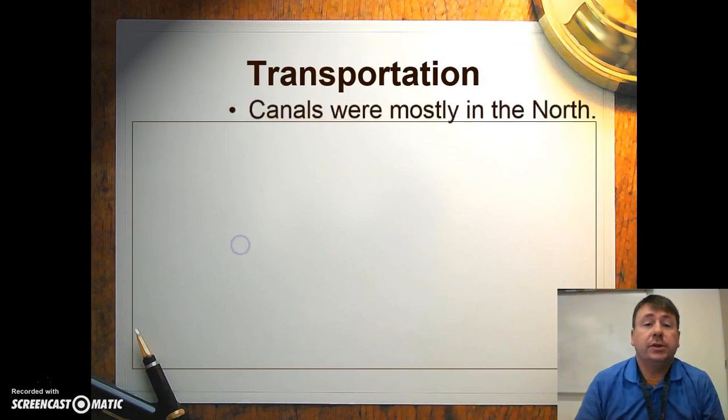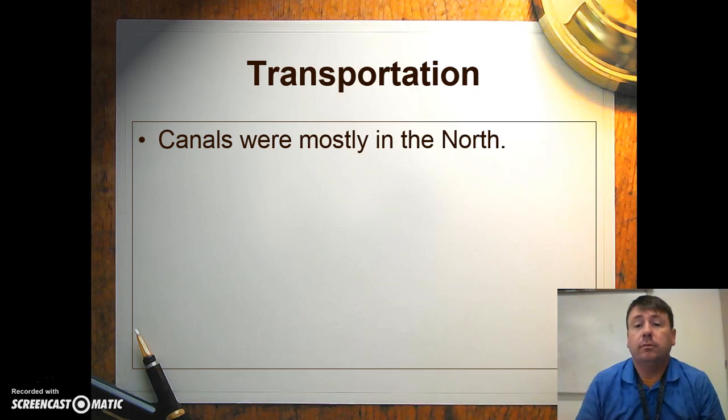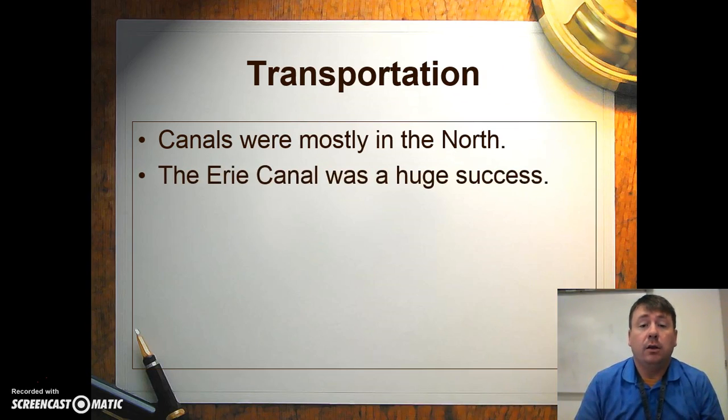Transportation in the North. Transportation consisted of canals. Okay, we have canals around here, but you can't really move goods on them or anything. They were just made to move water over land. The biggest canal at the time was the Erie Canal, which is up north.